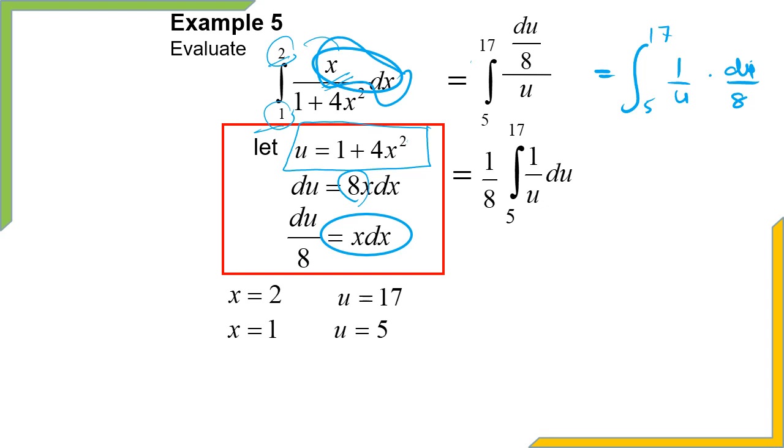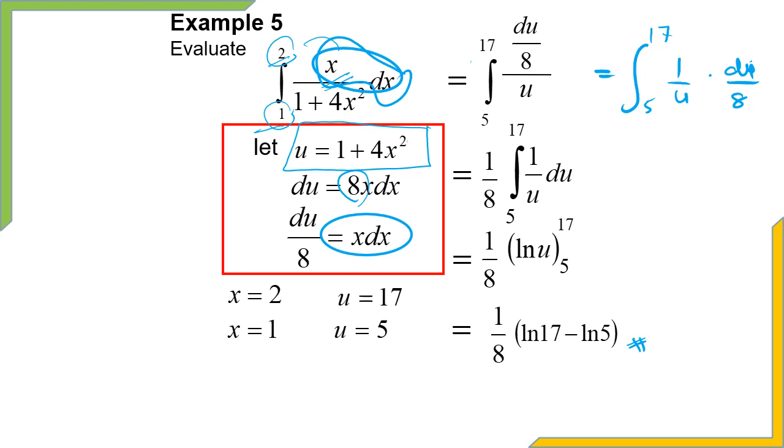So what do we get? Integrating 1 over u is natural log of u. So from 5 to 17, you can just directly substitute because this 17 and 5 are in terms of u. So it will be 1 over 8 of natural log of 17 minus natural log of 5. So this can be the final answer because natural log of 17 is a constant. Natural log of 5 also is a constant. Everything here is a constant.